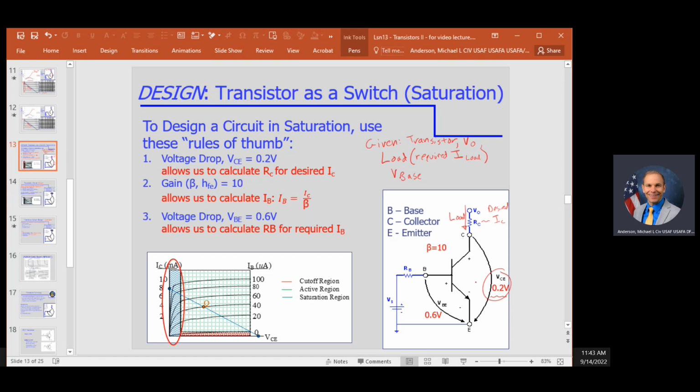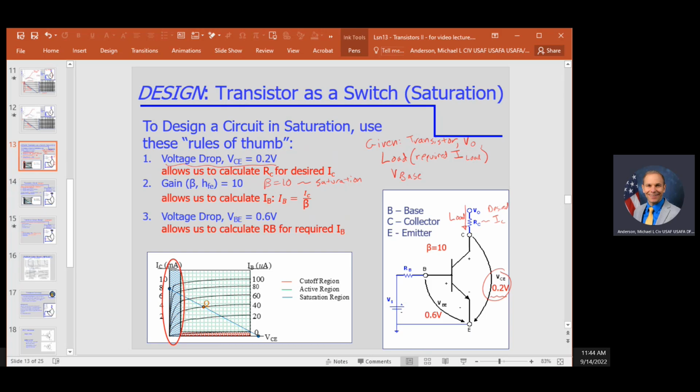Okay, so given that, these are the rules of thumb we use, or assumptions we're going to make. We're going to assume a voltage drop across VCE of 0.2 volts. That allows us to apply KVL to this branch of the transistor. Next, we're going to assume a gain beta of 10. And this is a good rule of thumb for standard transistors. And we'll see in the lab that you may not actually have that exact amount, but by doing that, that assumes that the transistor is operating in its saturation mode, which is what we want.